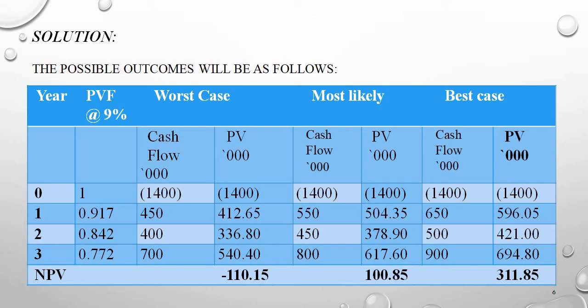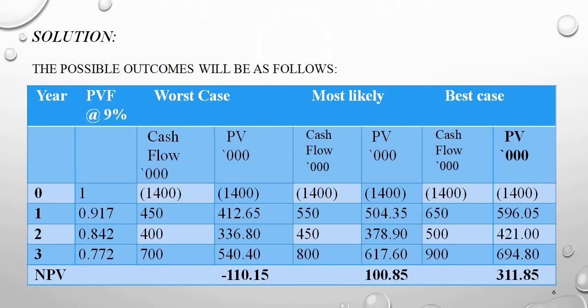In third year, PVF at 9% will be 0.772. In all the three cases, the third year cash flow has to be multiplied with PVF factor of third year, which will give you the present value of cash flow of that year.